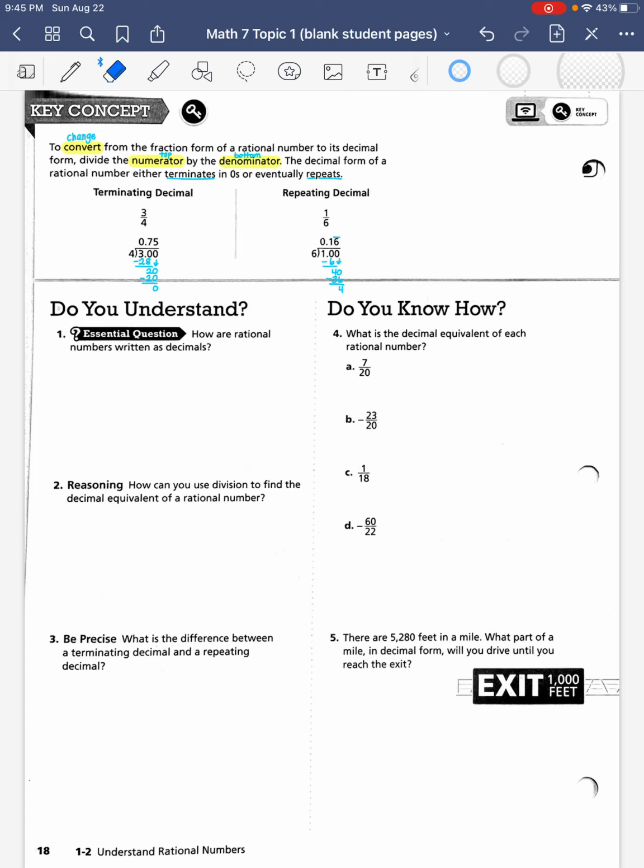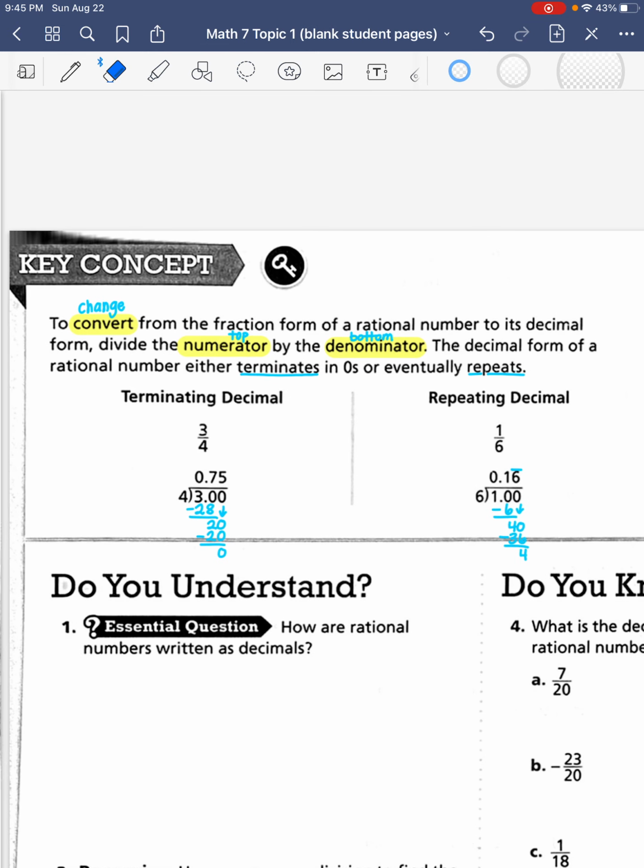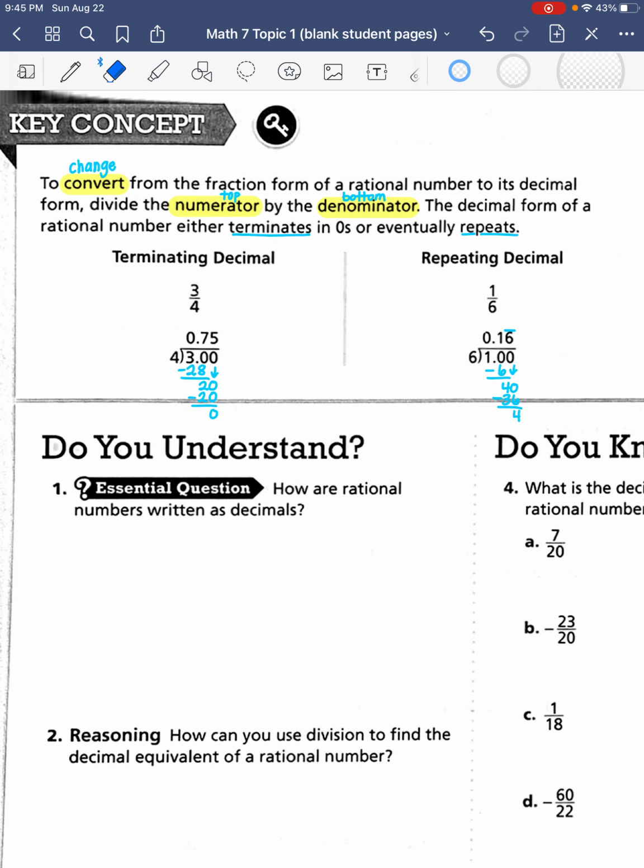Lesson 1-2, page 18. Let's start with the key concept. To convert from the fraction form of a rational number to its decimal form, divide the numerator by the denominator. Divide the top by the bottom. The decimal form of a rational number either terminates, it ends in zeros, or eventually repeats.